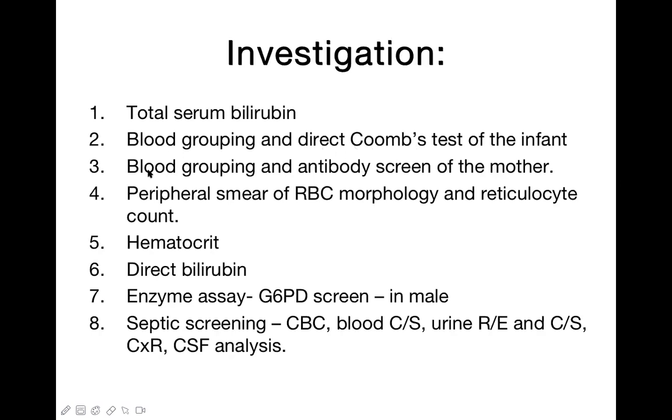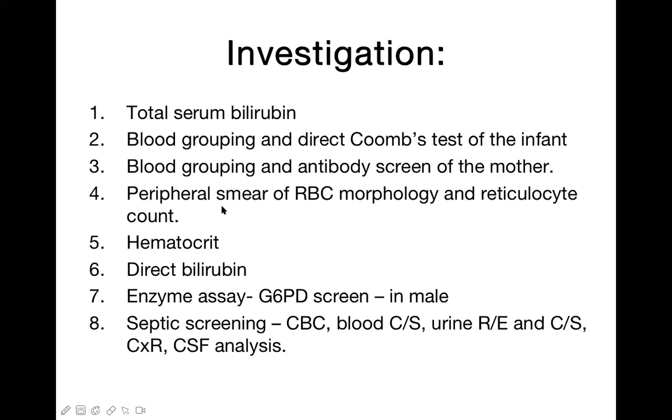Now, the third one, blood grouping and antibody screening of the mother should be done. We should know the Rh status of the mother, whether she is Rh negative or not. Is there any ABO incompatibility or not? That is very important knowledge. And what is the antibody screening of the mother? If the antibody test comes positive in the mother, we call that indirect Coombs test positivity. I think I have explained this before in my prior lectures.